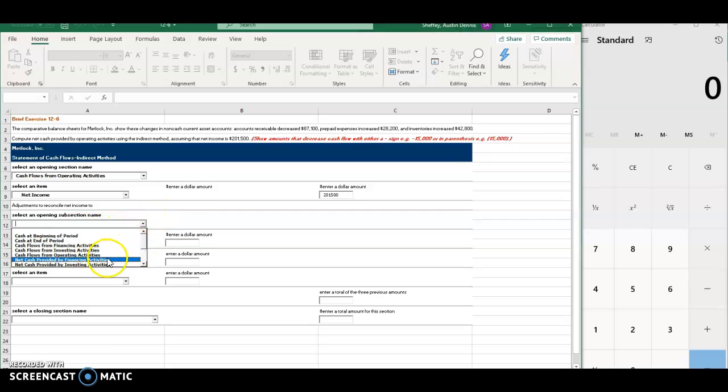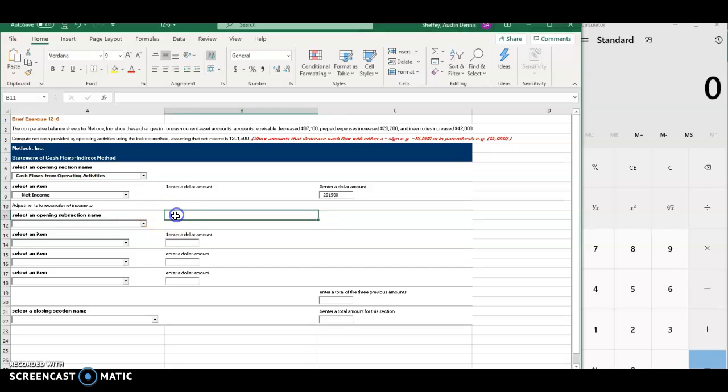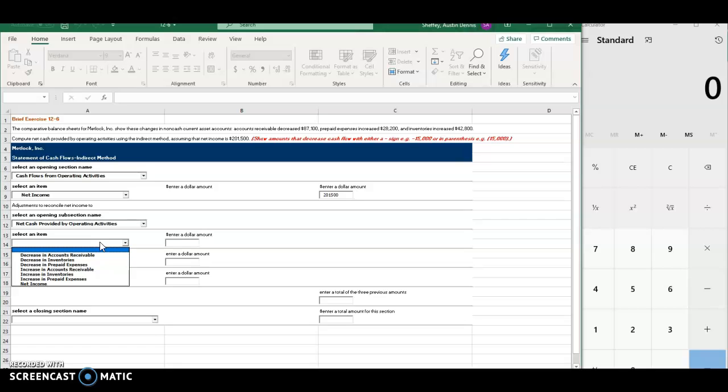Then it states adjustments to reconcile net income to net cash provided from operating activities, so we're just going to choose the net income reconcile. The first one listed is accounts receivable decreased by $87,100. So we would put decrease in accounts receivable, and then the amount listed, which for me is $87,100. The next one is prepaid expenses increased by $28,200.